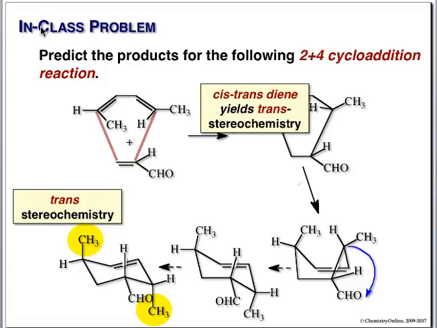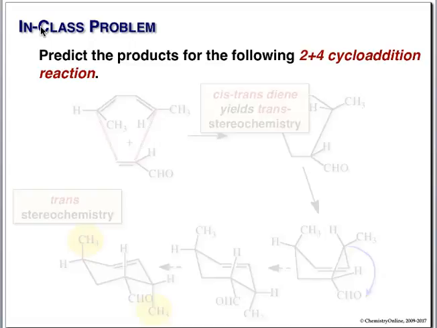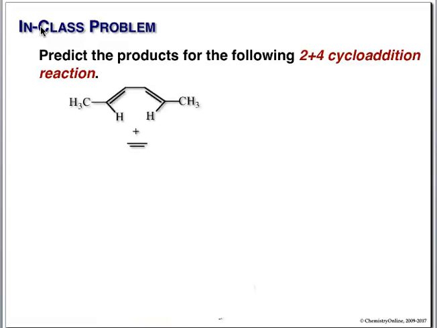Now let's do our other example here. Instead of a cis-trans diene, let's do a trans-trans diene. This bond goes zoop, zoop, zoop. That's trans. This one is zoop, zoop, zoop that way. It's also trans. So it's a trans-trans diene.